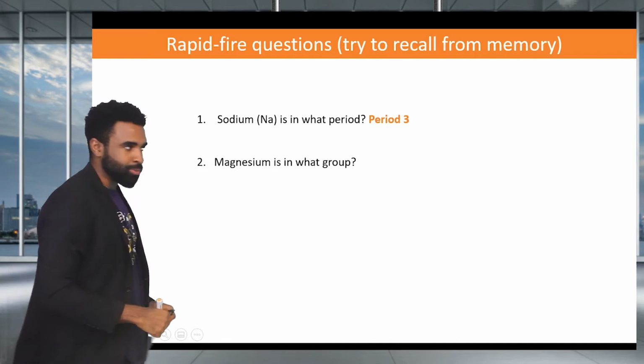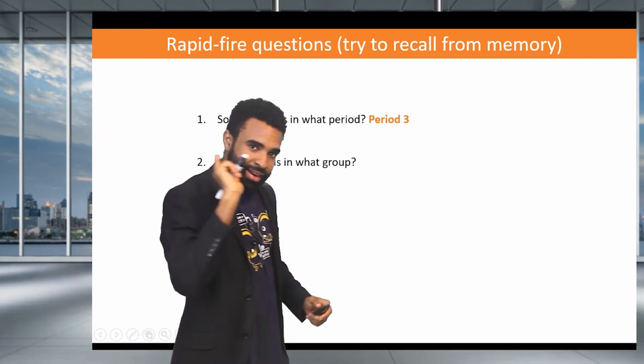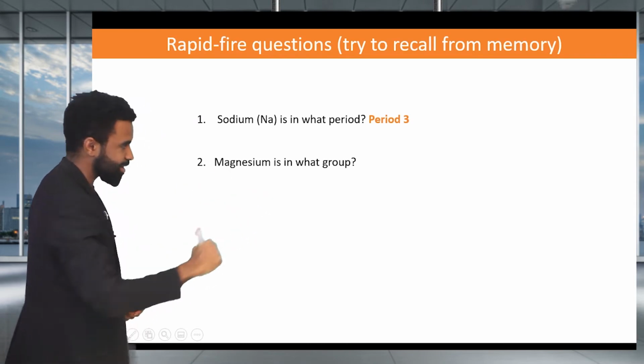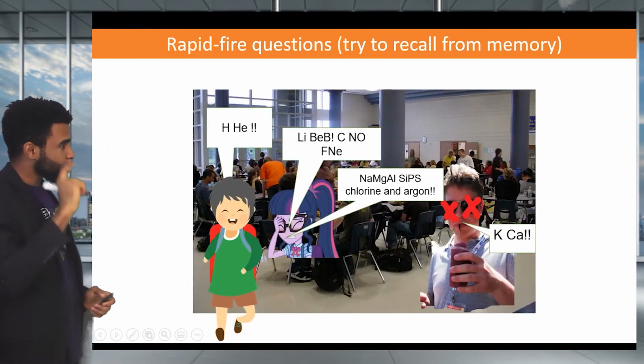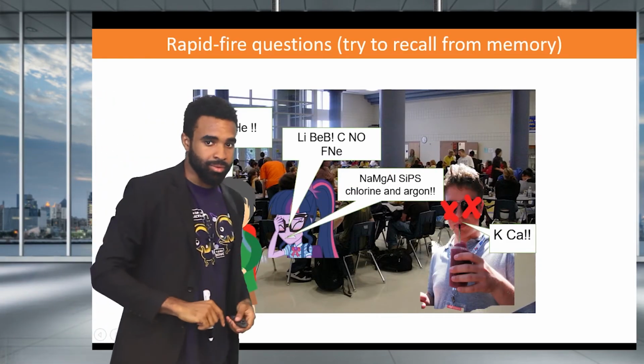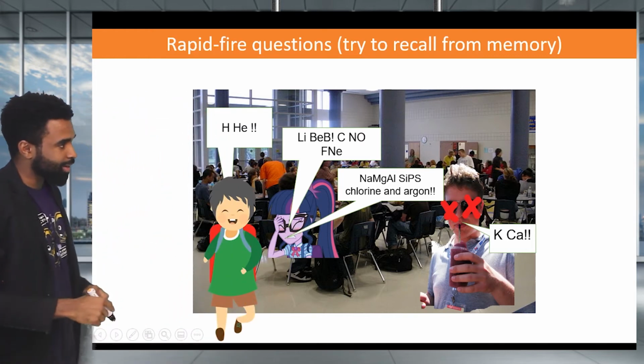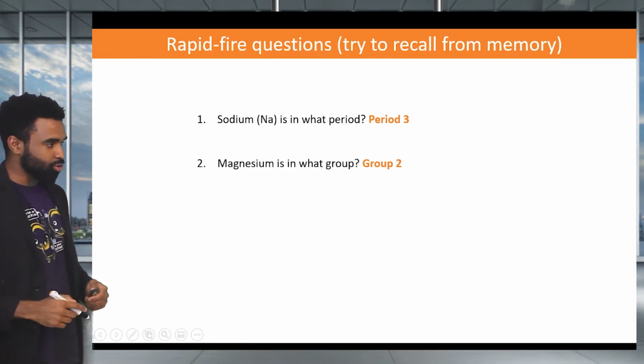Magnesium is in what group? We just said Na Mg, sodium, and then what? Magnesium, right? So that must be what? Group 2. Sodium, magnesium, group 2. Again, pause the video immediately when you see the question so you can try it on your own. So of course magnesium is in group 2.